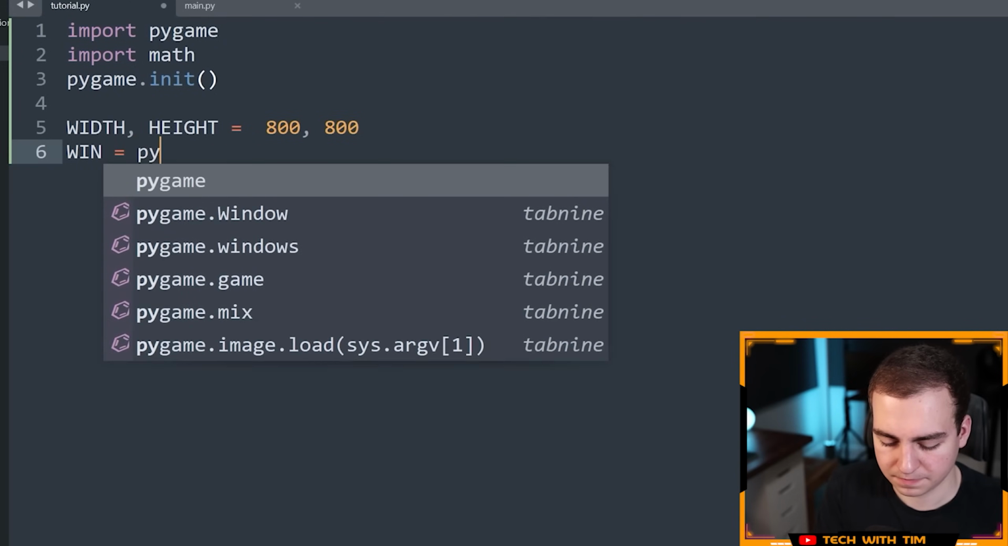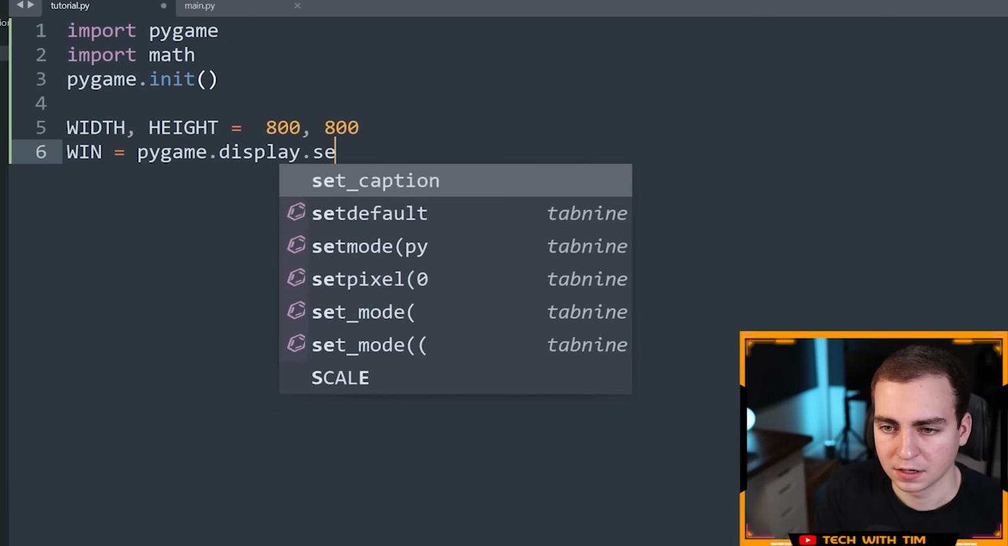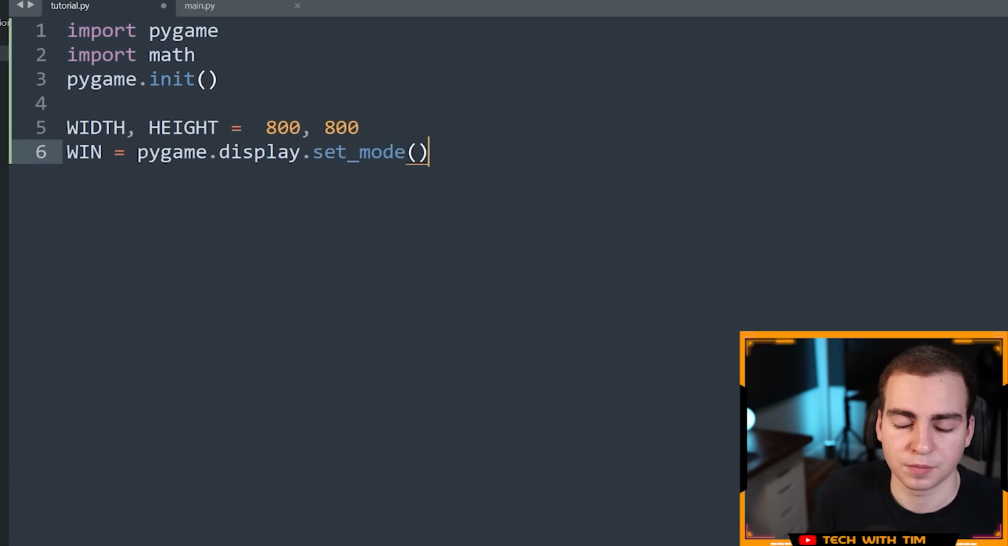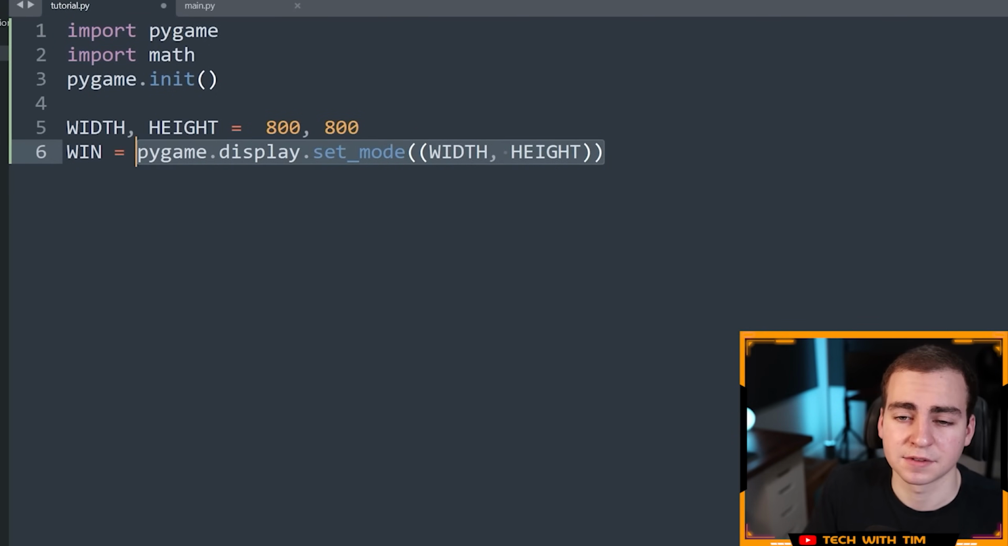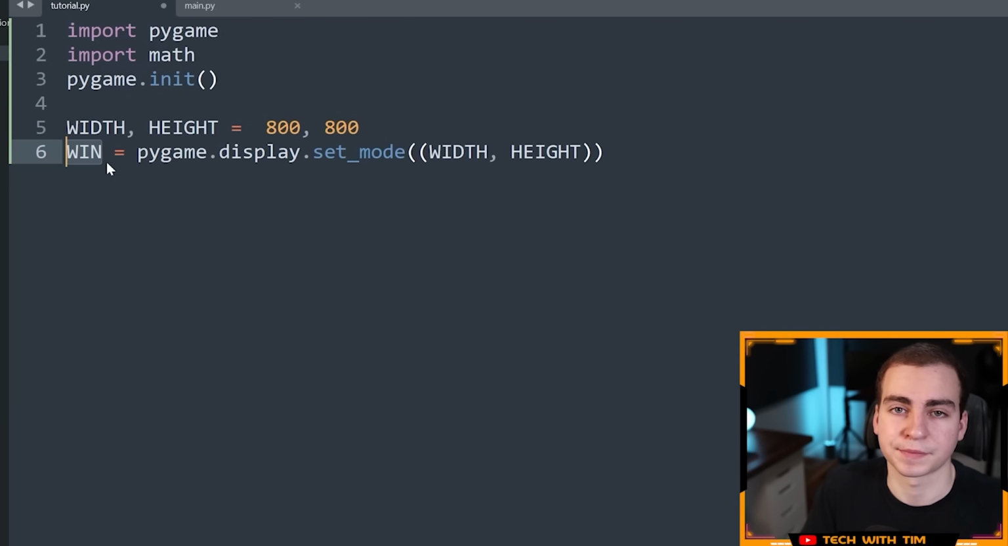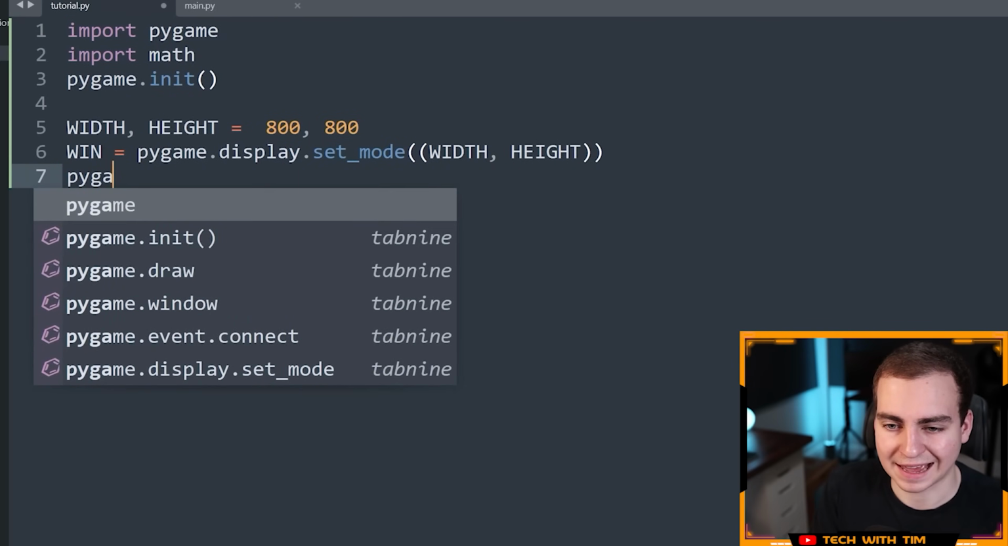And then we're going to set up a window. So I'm going to say WIN is equal to pygame.display.set_mode. Now this is just going to take in the coordinates for the size of our window. So we're going to pass as a tuple here the width and the height. This is going to give us what's known as a Pygame surface. We're going to call it the window because it's the main window that we're going to draw onto. And we need to have access to this surface to be able to put something on the screen and actually see something moving around.